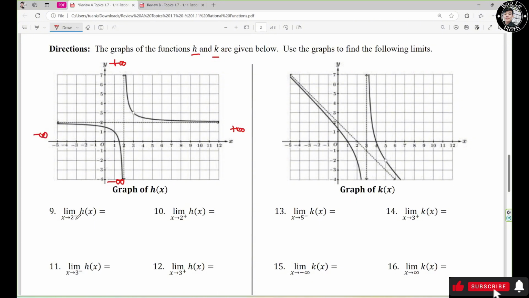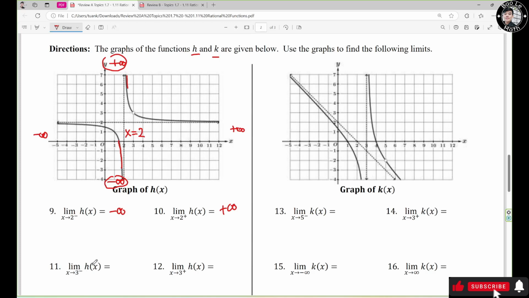When s approaches 2 minus, look at 2 right here. This is the vertical asymptote, which is s equals 2. 2 minus means on the left of the vertical asymptote, which means this part right here. So the function approaches negative infinity. Now, number 10. The limit of the function h of s when s approaches 2 plus, which means on the right-hand side of the vertical asymptote, this part right here. So it's going to be positive infinity.